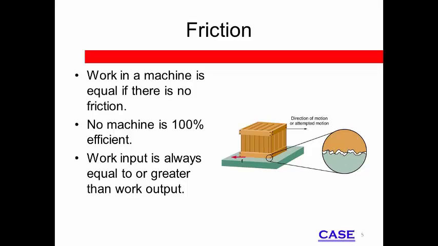Friction reduces the amount of work output, resulting in energy loss in the form of heat. Because of friction, machines are not 100% efficient. There will be more work put into a machine than what is produced by the machine.